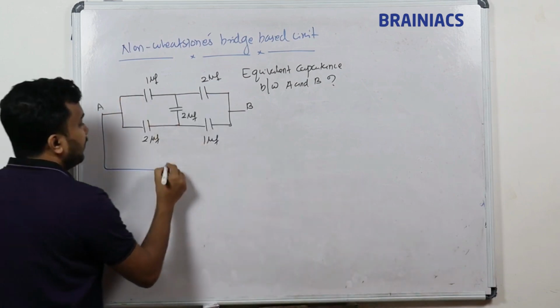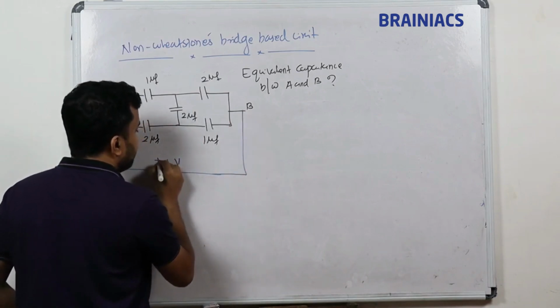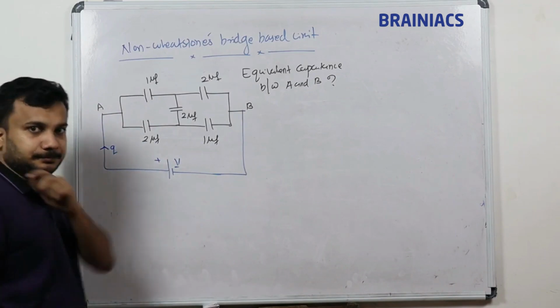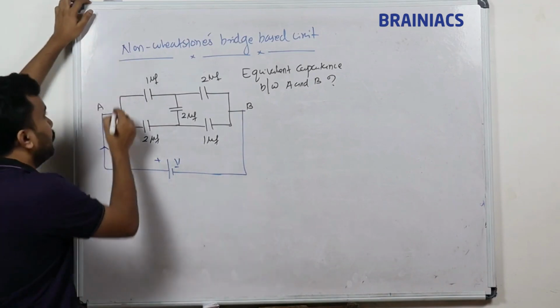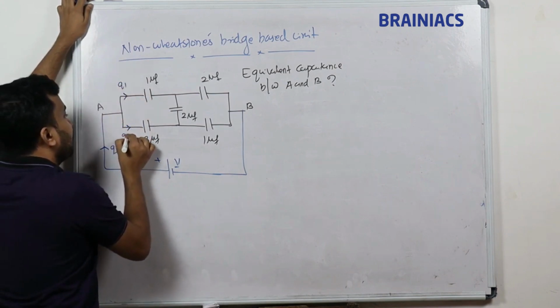We need to connect it with a voltage source. You can assume it's connected with a voltage source. So here it is plus, here it is minus. You assume Q amount of charge is flowing. This is the traditional method. So Q will be split here. I don't know what the value of this one is, so Q1 and Q2 you can mark.